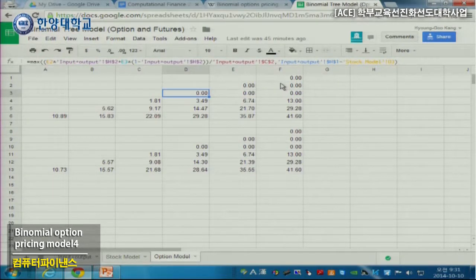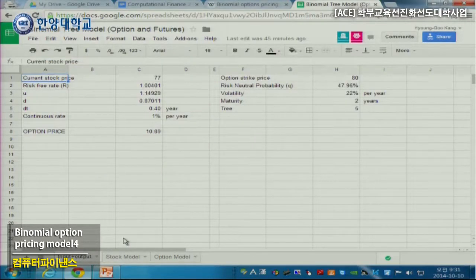And then we have a challenge. One challenge is, what if there is a dividend? If we have a dividend, we have to change this setting slightly. And let's think about what we should do if there is a dividend.